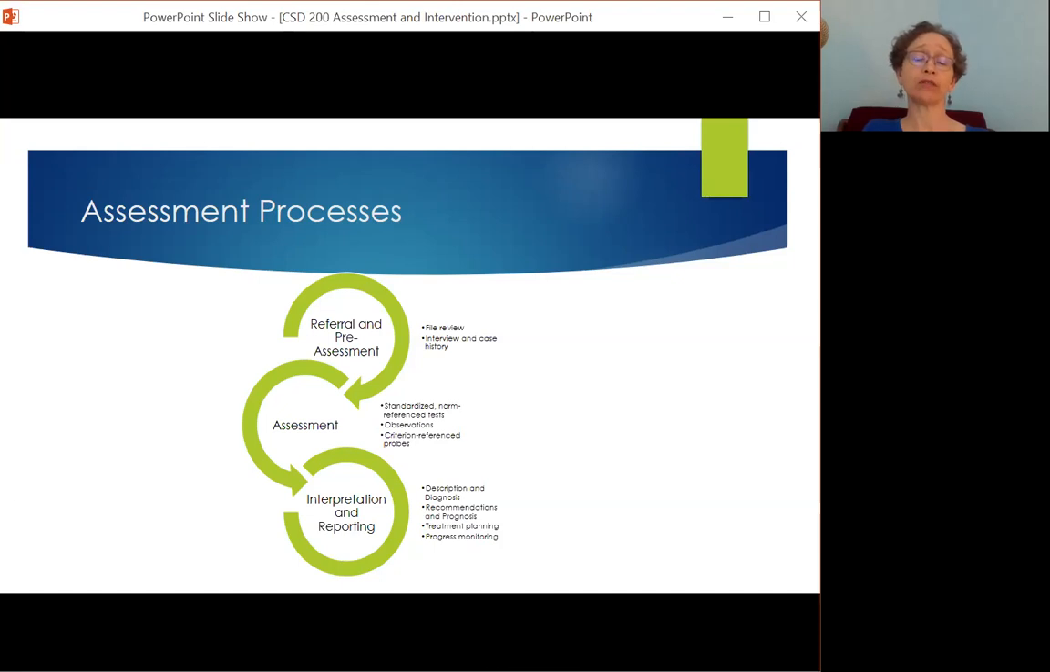Part of this reporting phase is usually some early treatment planning. So for example, in our recommendations, we might identify some potential treatment goals. As we move forward into therapy, we'll do some progress monitoring. And that's another kind of assessment that actually happens throughout the intervention phase. And we'll talk about it a little later on when we talk about intervention.